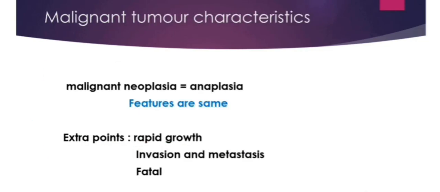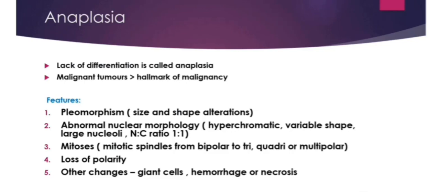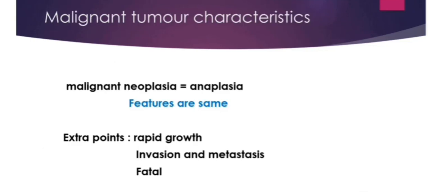As we know that the hallmark of malignant tumors is anaplasia, so we can say the features of anaplasia are the features of malignant tumor. The malignant tumors will have pleomorphism, will have abnormal nuclear morphology, will have tripolar, quadripolar, or multipolar mitotic spindles, will have loss of polarity in their cells, and there will be other changes like giant cell formation, hemorrhage, or necrosis. And there are some extra points also. Those are rapid growth, invasion, and metastasis. And as we know that malignant tumors are evil in nature, those will be fatal.